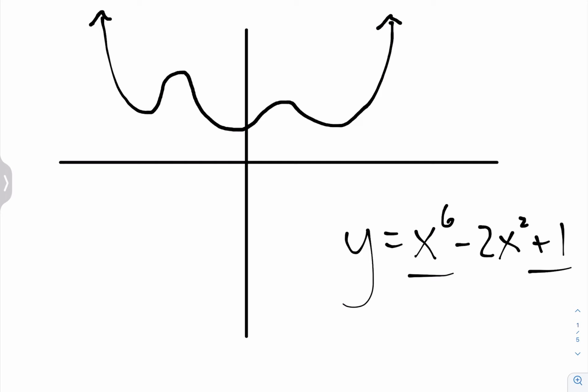Okay, so just like x squared started high and ended high, x to the 6th also has the same end behavior because it's a positive even function.